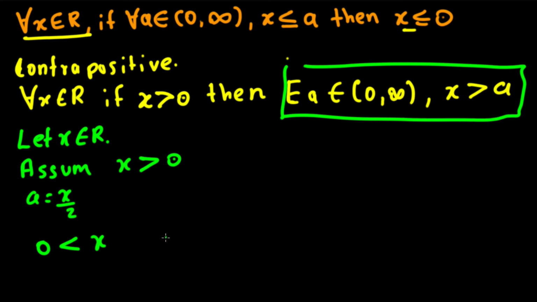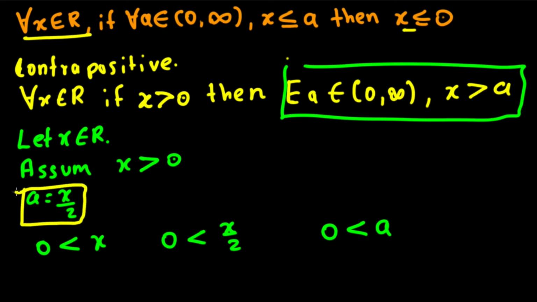And then we know that if 0 is less than x, then 0 must be less than x by 2 too, because if x is a positive number, x by 2 should be also a positive number. Okay, so we have this one, therefore we can say 0 is less than a, because we took a as x divided by 2. Now we have got this one, and it means a belongs to 0 to infinity, because a is a positive number, because it's greater than 0. Okay, so it's between 0 to infinity.